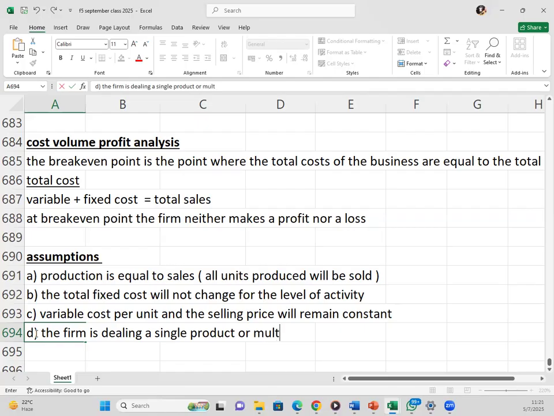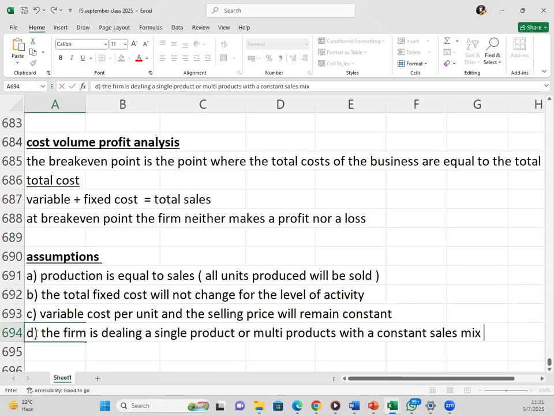Or multi-products with a constant sales mix. So the other assumption is that we are selling only one product, or if we're selling more than one product, we are selling these products with a constant sales mix. What does a constant sales mix mean?